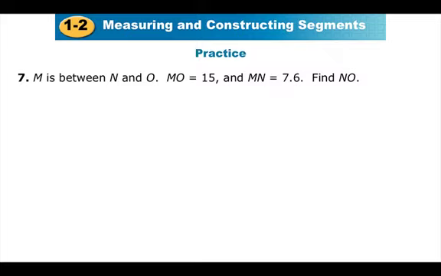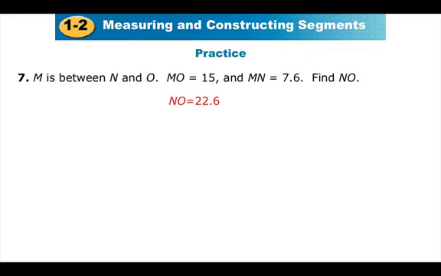It says M is between N and O. MO is equal to 15, MN is equal to 7.6. Find NO. You can pause, because I'm not going to show you the work. I'm just going to give you the answer. Once you go through the math, applying the segment addition postulate, this is what you should be getting. M is not necessarily the midpoint. M is just between. Make sure that you understand that.